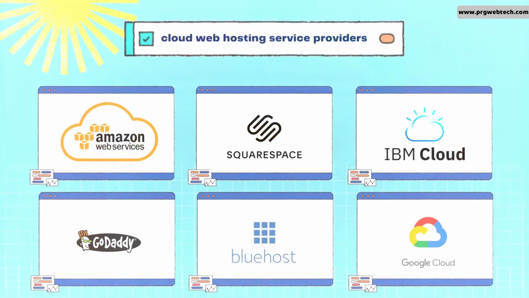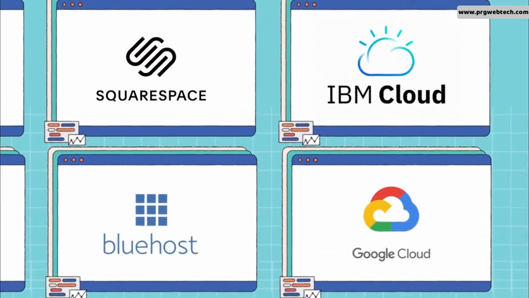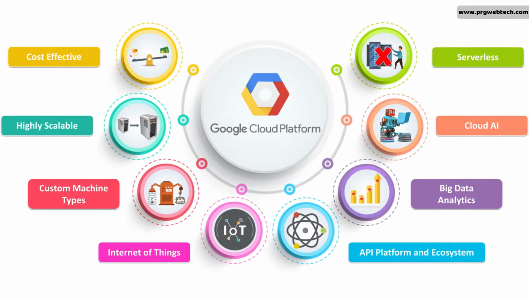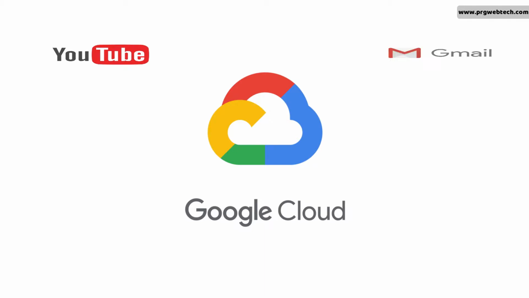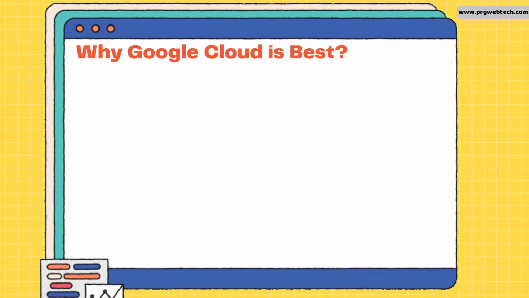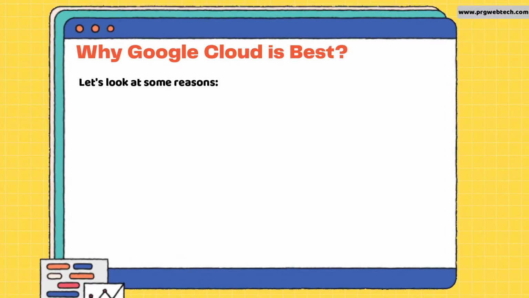What is Google Cloud Platform for web hosting? As we call it, Google Cloud Platform, or GCP, is a set of cloud computing services provided by Google that runs on the same infrastructure that Google uses for its end-user products like YouTube, Gmail, and much more. When we talk about GCP, there are various reasons why anyone would choose it for their use cases. Let's look at some reasons.